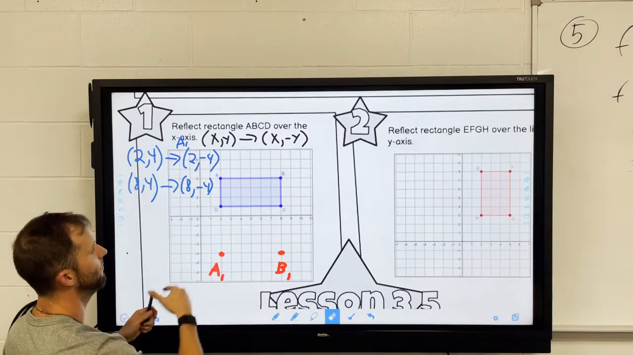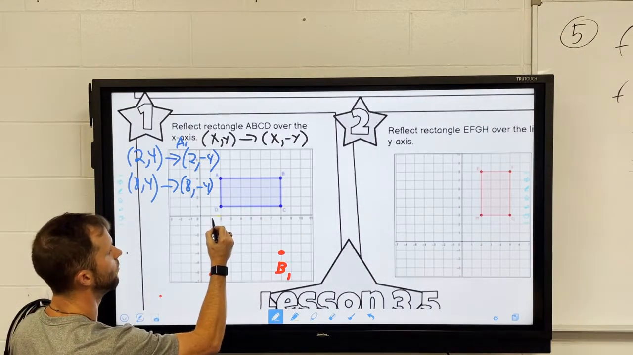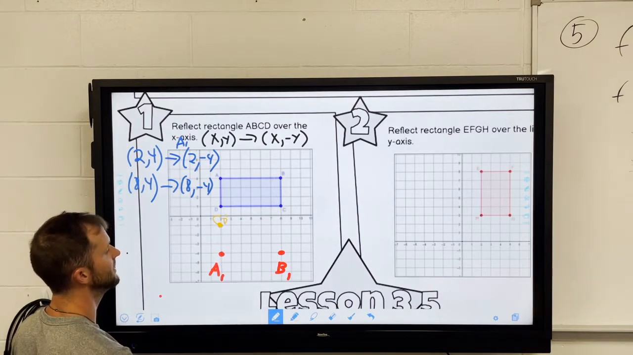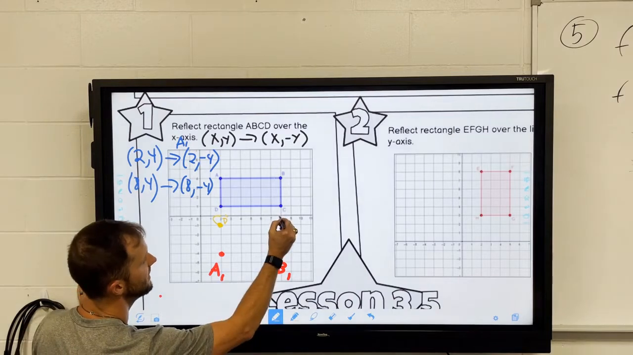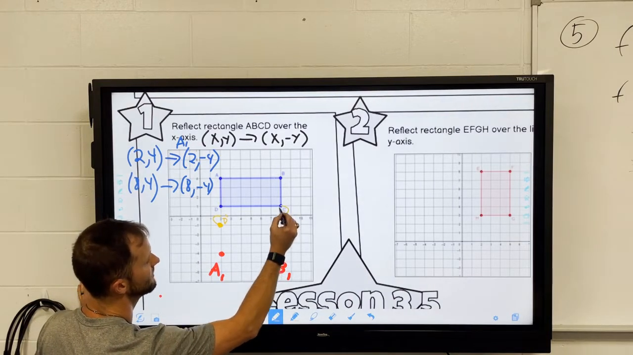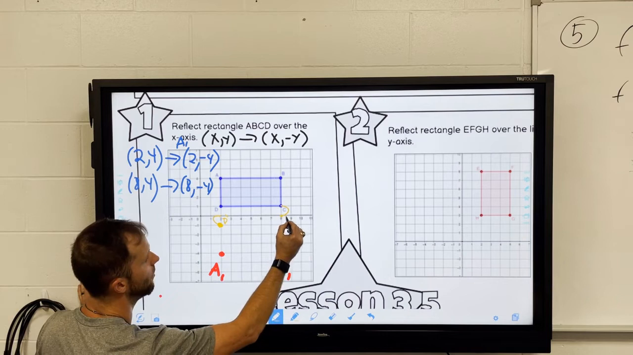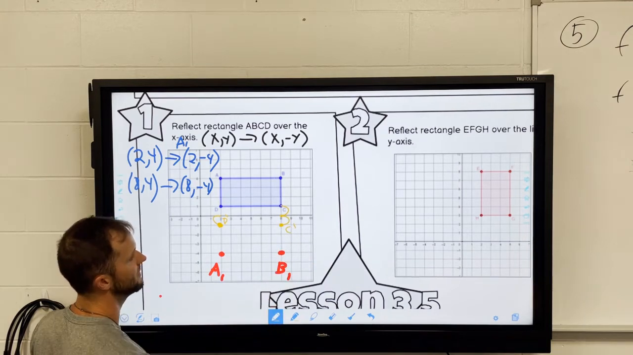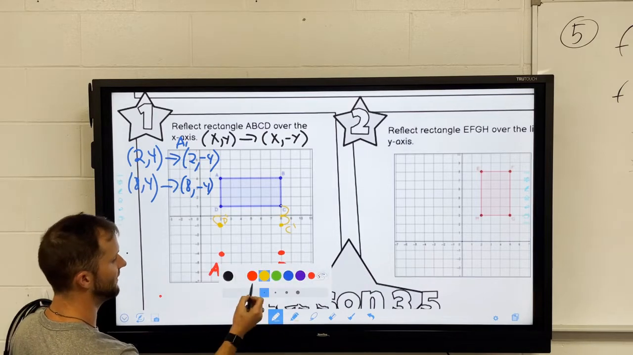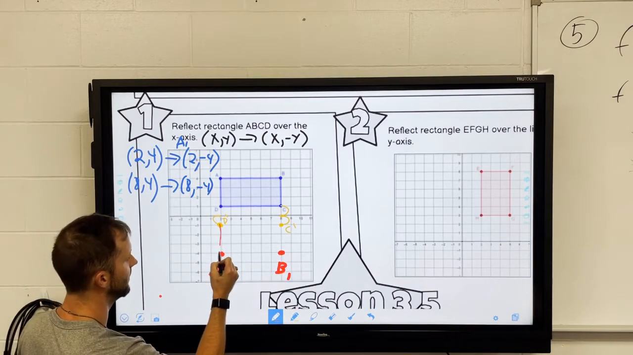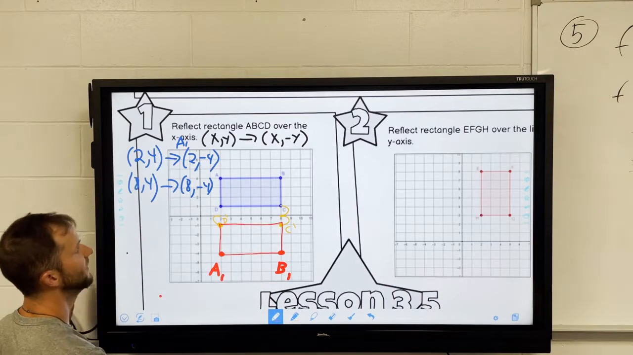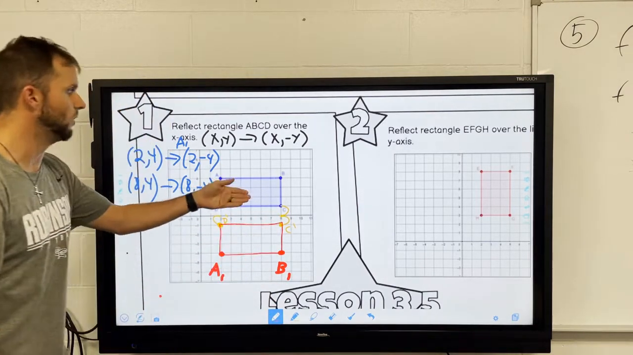So that means I'm going to go back to the x-axis and go one space away on the other side. So this right here would end up being D prime. C going to the x-axis is going to be one space away, so I'm going to go one space away on the other side of the x-axis. So that would be C prime. So ladies and gentlemen, if I was to actually connect these dots here, this would end up being the reflection of A, B, C, D over the x-axis.